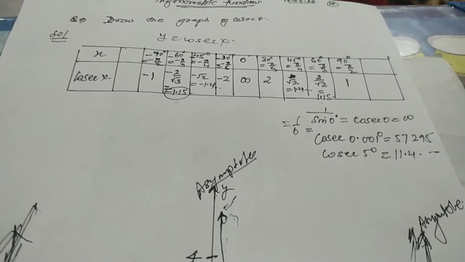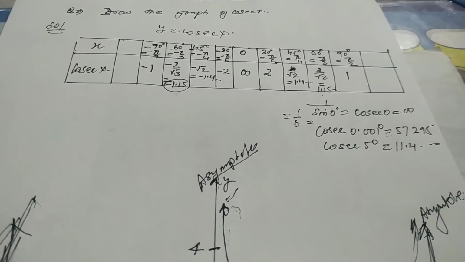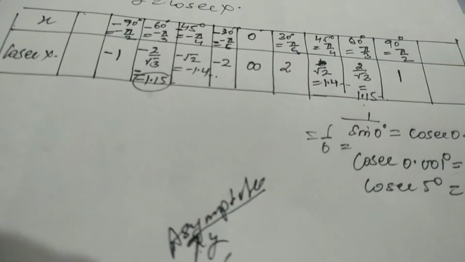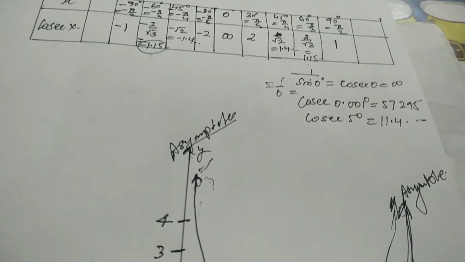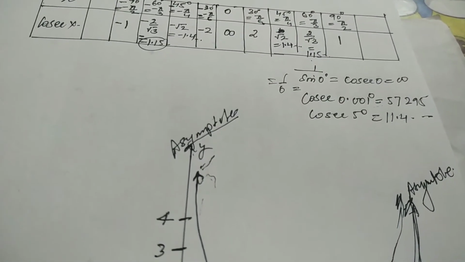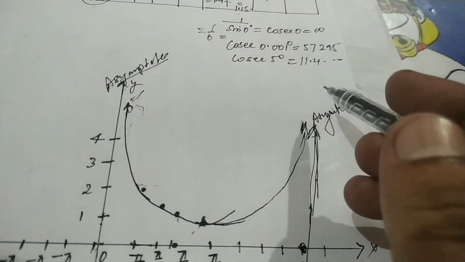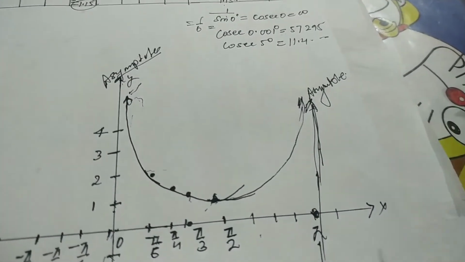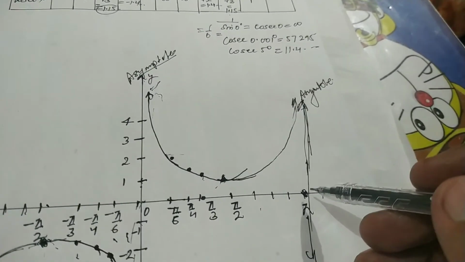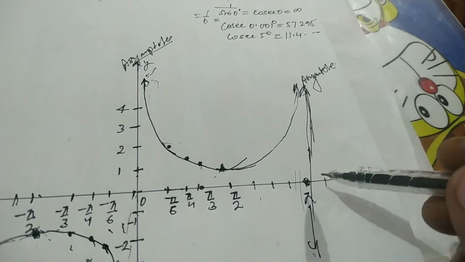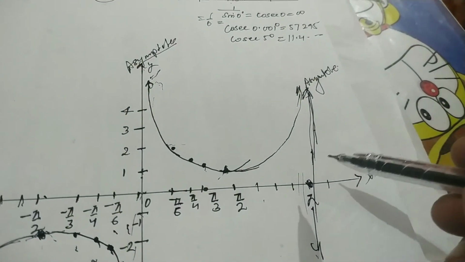It is very near to 0, that tends to infinity, and the minimum value is 1, the minimum value. And then this is the first quadrant, and in the second quadrant the value is again increasing to infinity, and at pi it is infinity, and it never meets this line. This is perpendicular to the x-axis. That line is called the asymptote.